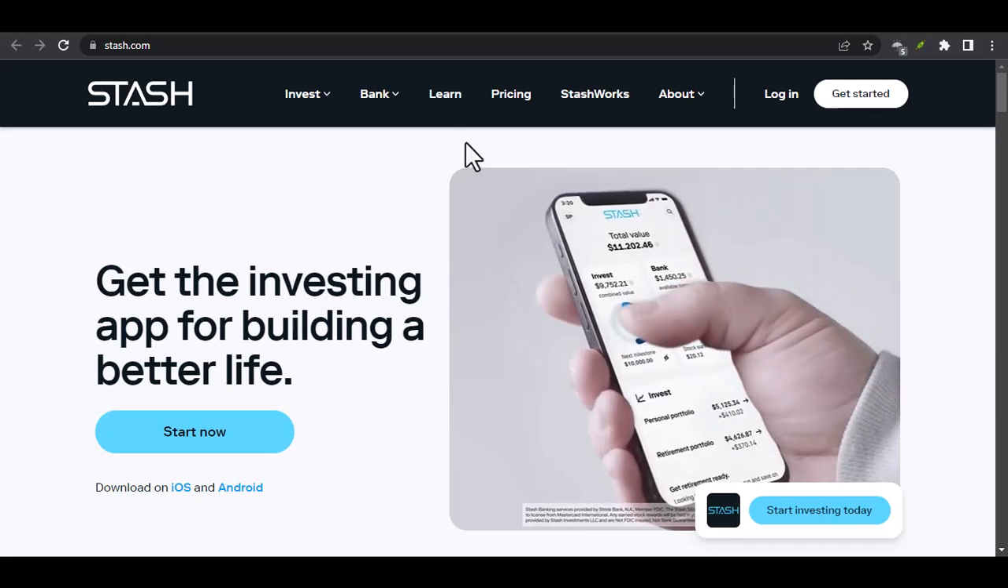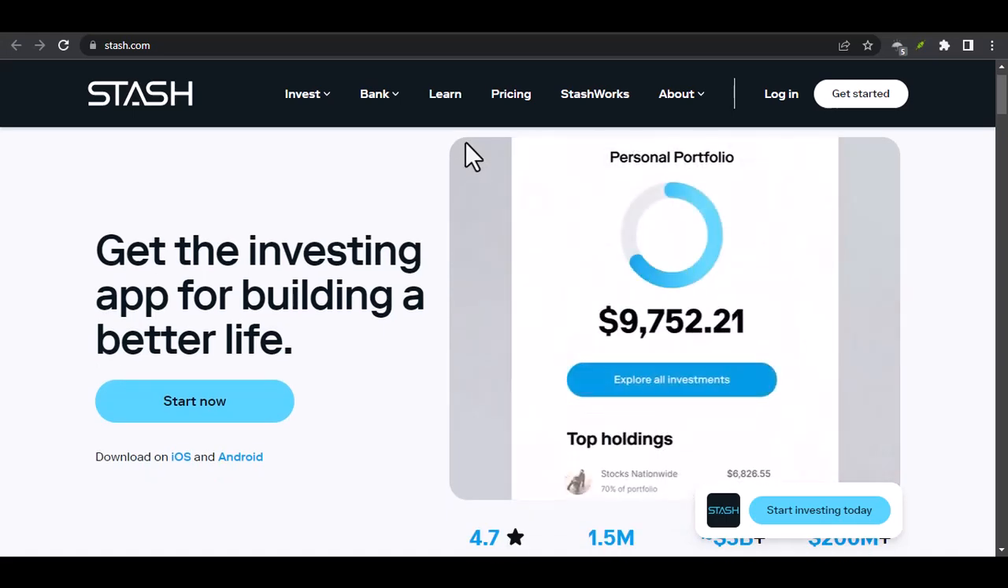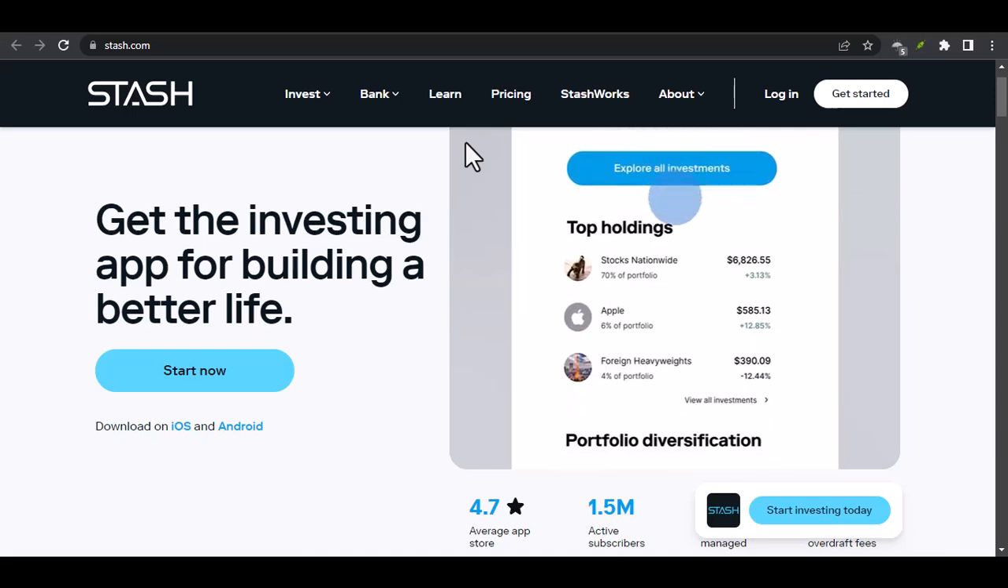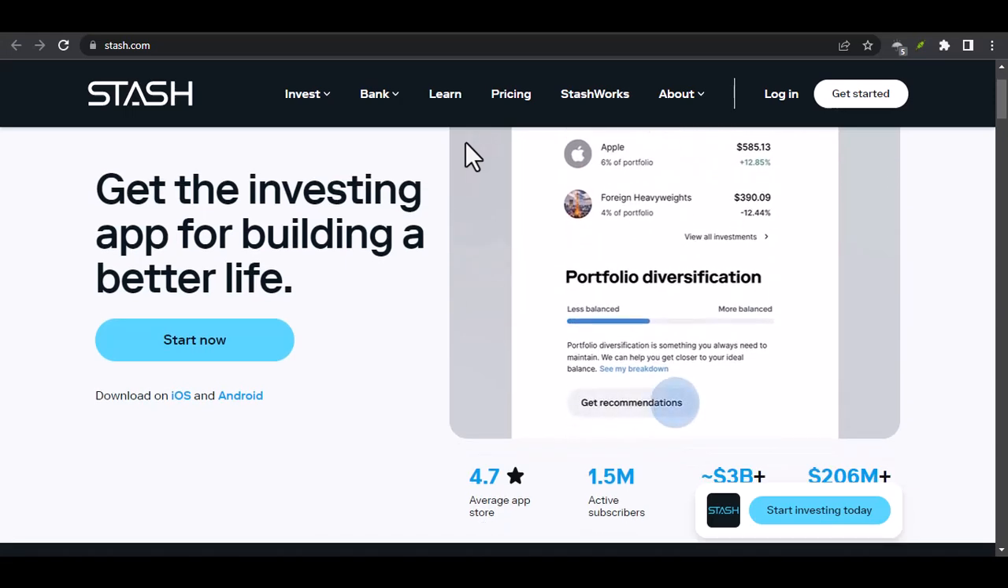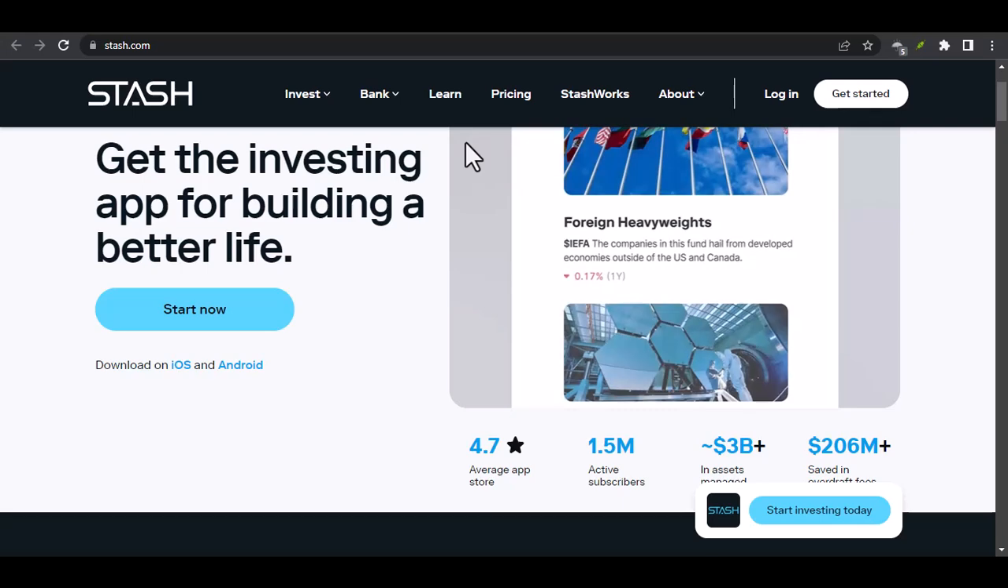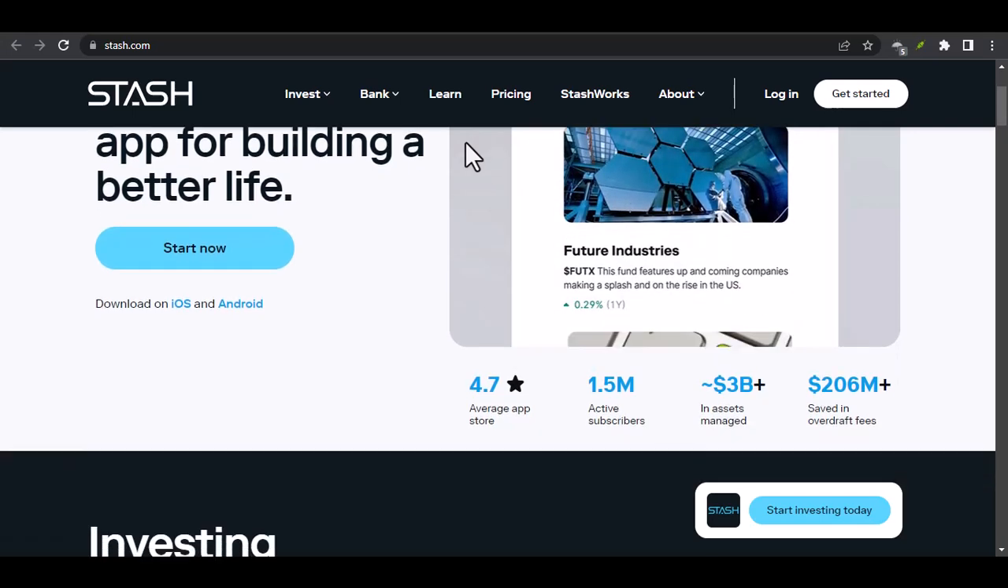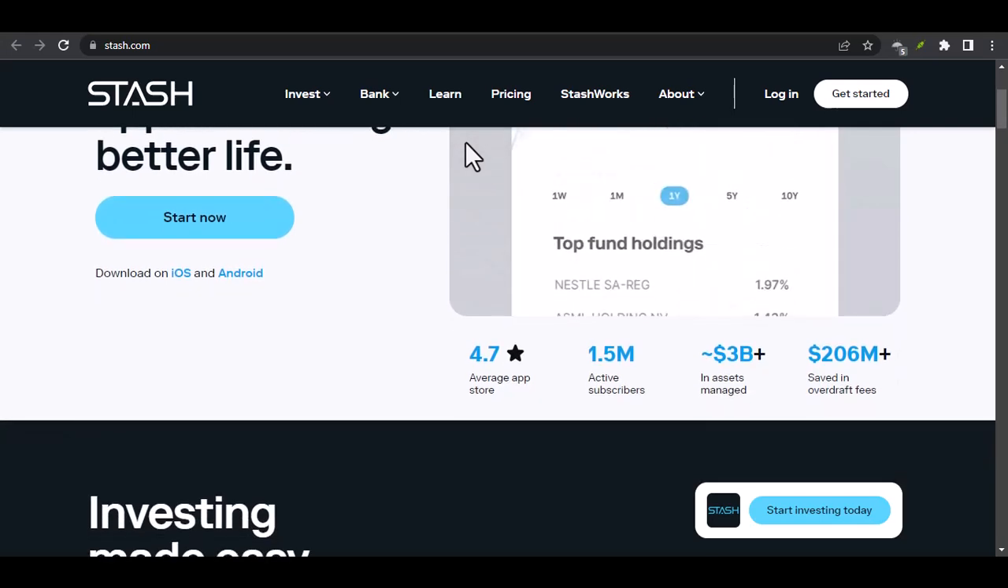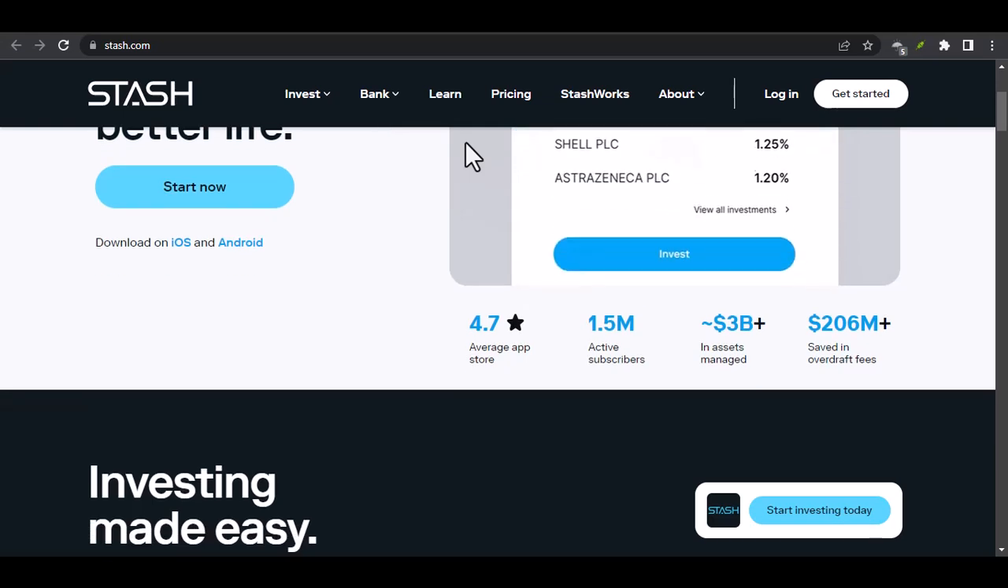Have you ever wondered why Stash charges you those pesky $3 fees? It's a question that's probably crossed your mind at least once, especially when you're trying to keep track of your finances. Today, we're diving deep into the world of Stash and figuring out exactly why those charges exist.